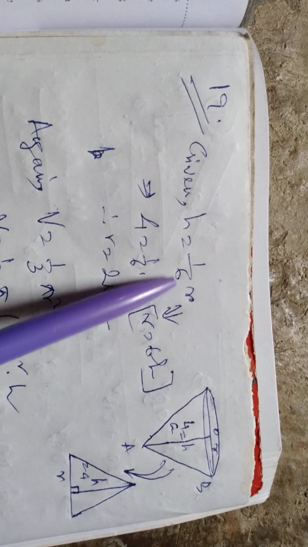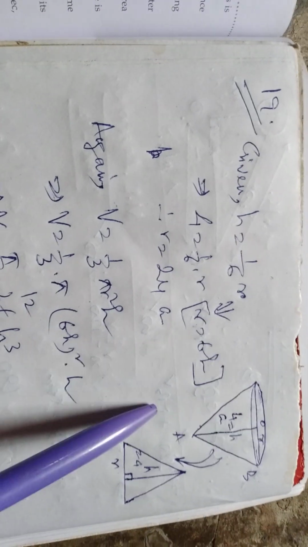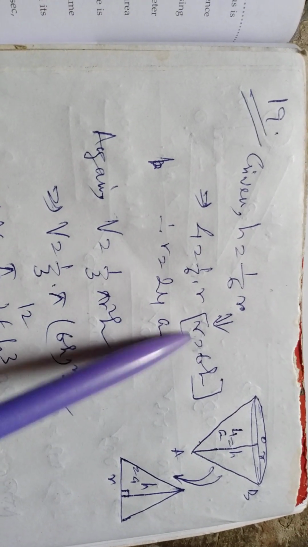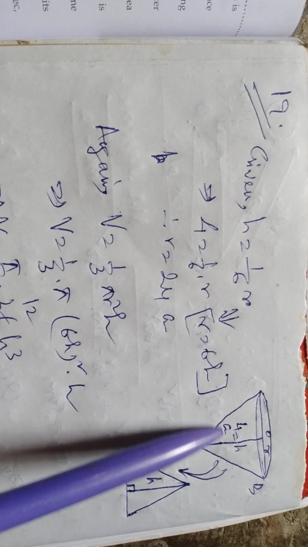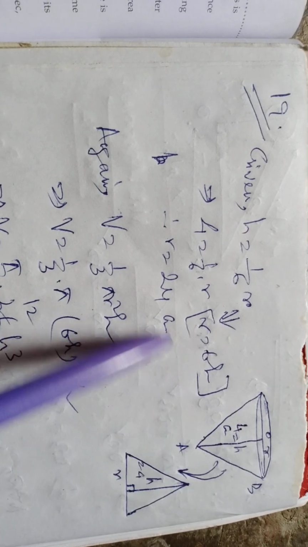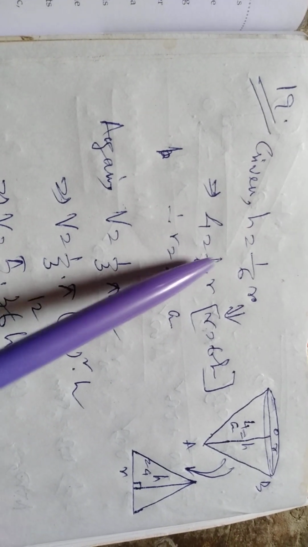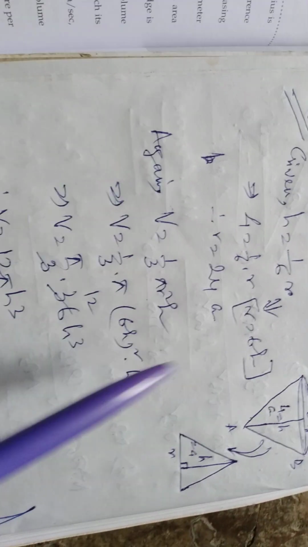Given h is equal to 1/6 of r. Here is the picture. h is equal to 1/6 of r. Therefore, we can assume r is equal to 6h. Putting those values respectively here, h equals 4 cm. Therefore, r will be 6 into 4. So 6 4s are 24. r equals 24 cm.